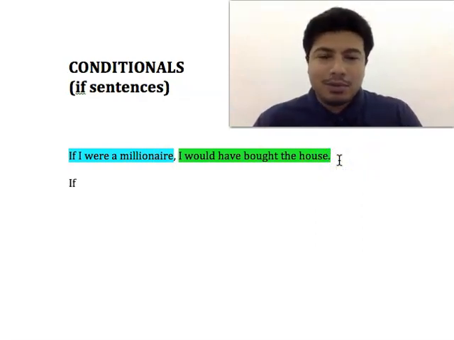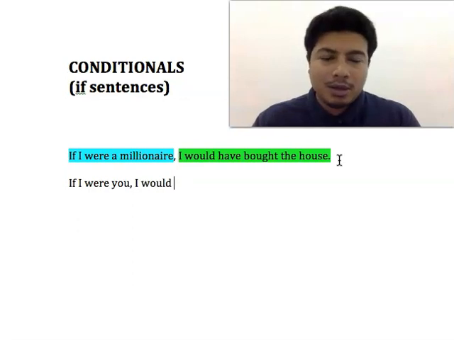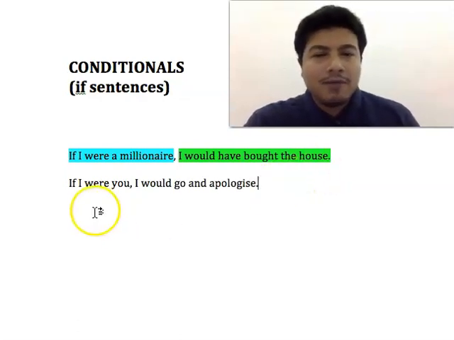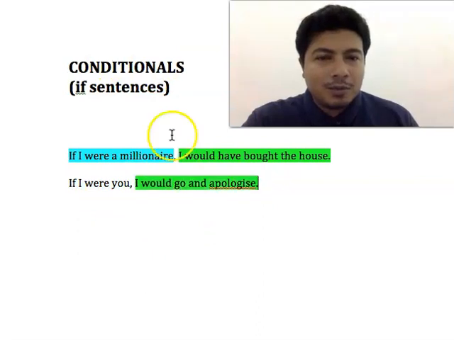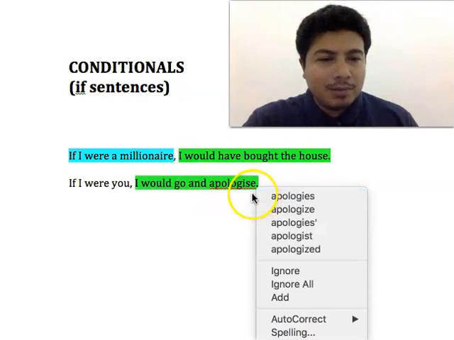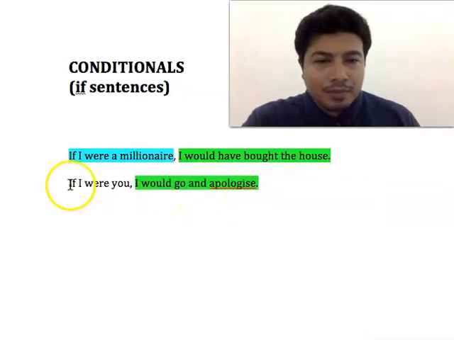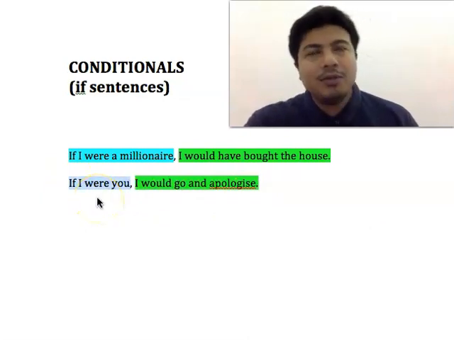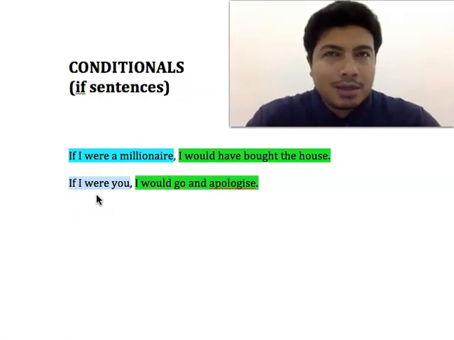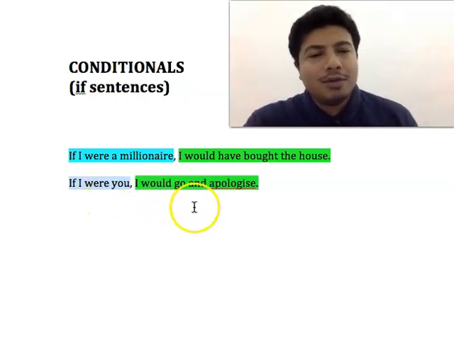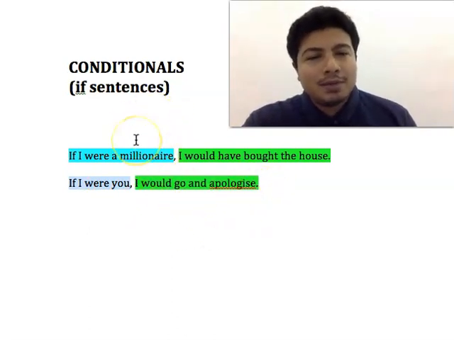Another example would be, for example, when you say, if I were you, I would go and apologize. So this is the condition, and this is what would happen if this happened. So this must happen first. We say if I were you, not if I am you, because we need to follow the correct grammar or tenses. So if I were you, I would go and apologize to that person. So that is the condition for this to happen. So conditionals or if sentences.